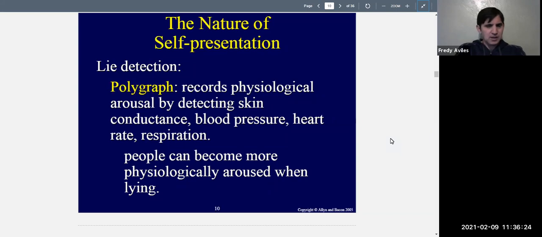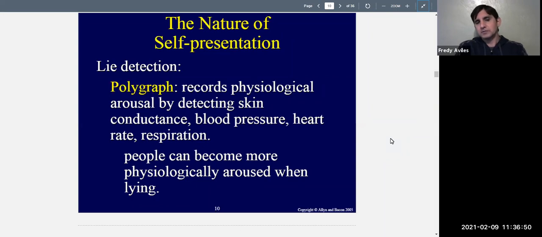Your blood pressure goes up if you are lying and it bothers you. Your heart rate goes up, your respiration. So they measure things like that. Electrical conductivity, heart rate, blood pressure, all that stuff, right? And that's part of the polygraph. They're trying to determine if you're lying, because if they ask you a question and if you're lying, you know you're lying, then it should bother you, and that should show up on those measures.